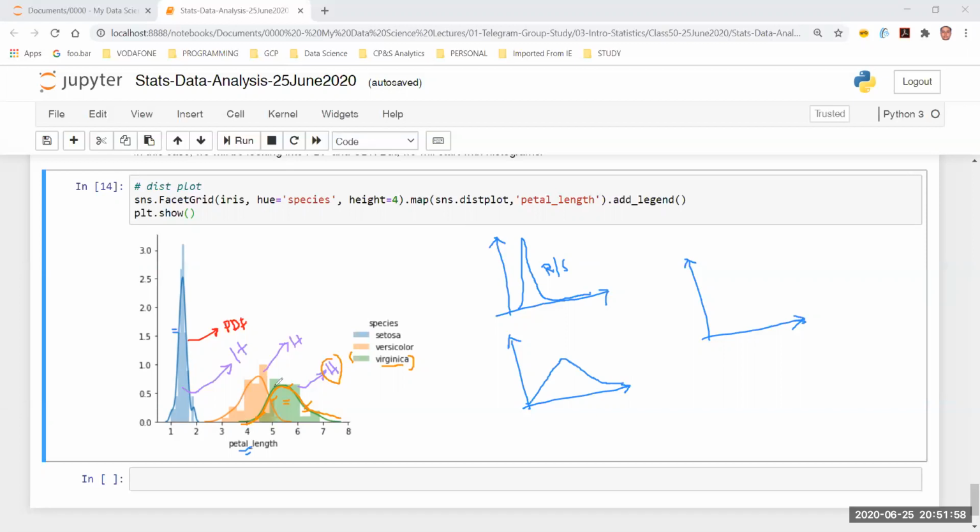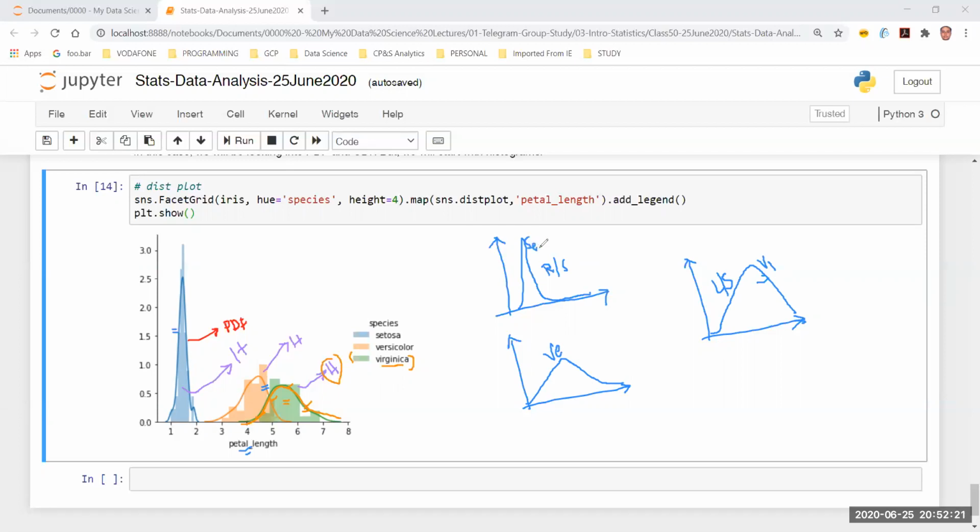So one is this one. This is the versicolor one. The versicolor one is almost at the center. It's not really at the center. And then we have another one which is kind of left skewed. It's a little bit inclined on the right side. That's why it is right skewed. This one belongs to Virginica. This one belongs to Setosa.